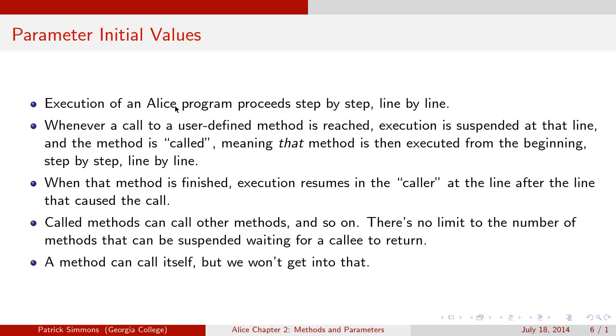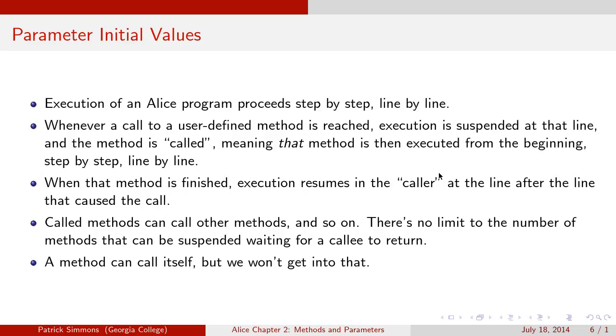So that's what this slide is about. To execute an Alice program, you go step by step, line by line. And whenever you reach a call to a method, you suspend execution at that line, and the method is called. Meaning you start over executing step by step, line by line, in that method. When that method finishes, you go back to the caller and go to the next line after that.